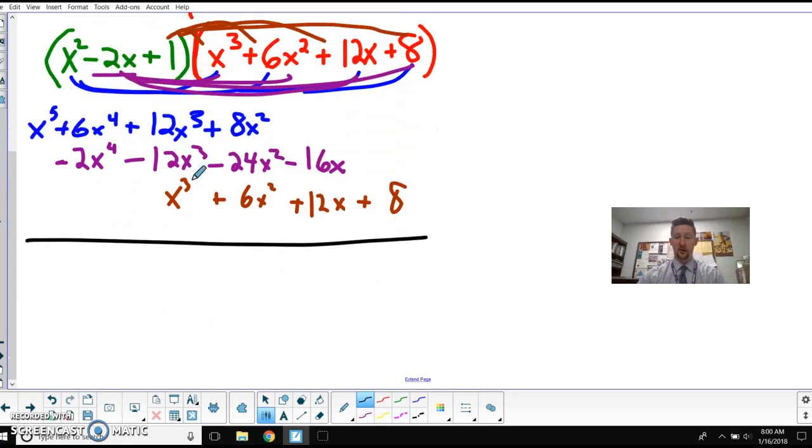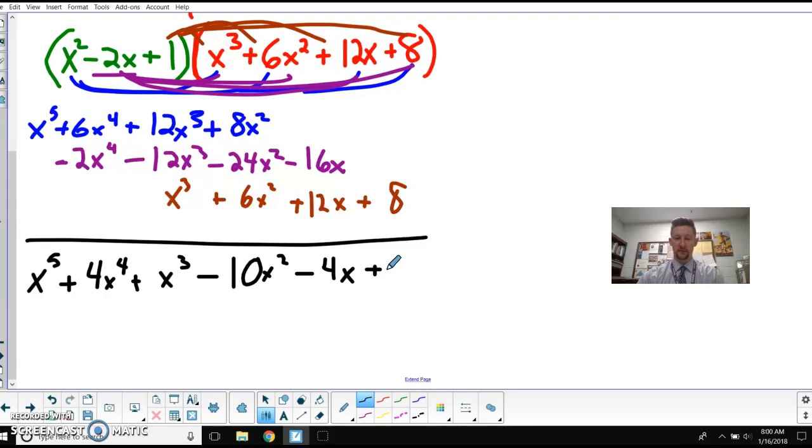When I'm all done multiplying everything, I add the like terms. Well, x to the 5th is itself. 6x to the 4th minus 2x to the 4th is plus 4x to the 4th. 12x cubed minus 12x cubed plus 1x cubed is going to be just plus x cubed. That's nice. We've got 8 minus 24, which is negative 16, plus 6, which is negative 10x squared. And negative 16 plus 12 is going to be negative 4x. And then we've got a plus 8 at the very end.